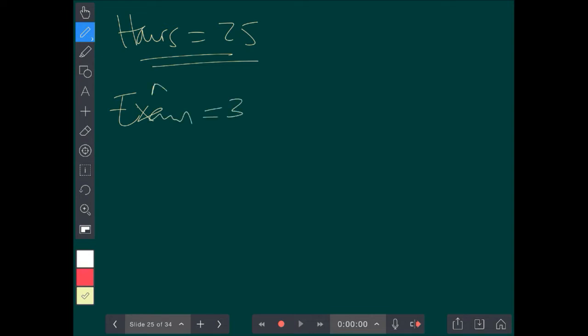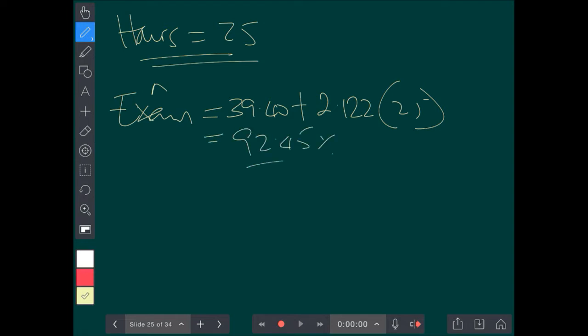The estimate is 39.40 plus 2.122 times 25. It turns out that that is 92.45%. That is what the person can expect to get. And that's just a point estimate. So we would like to do better than that by saying, let's translate that to an interval estimate. All right, interval. So here we go.